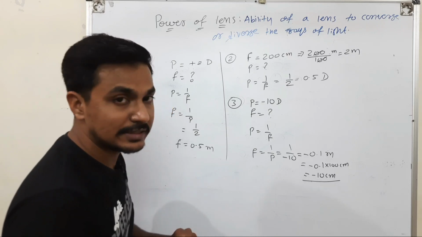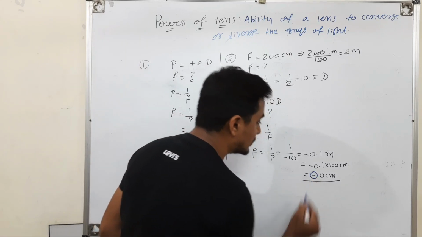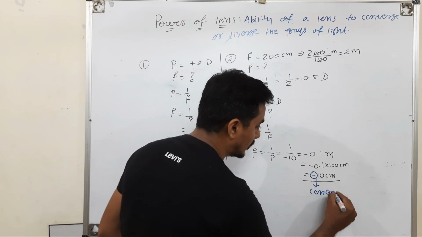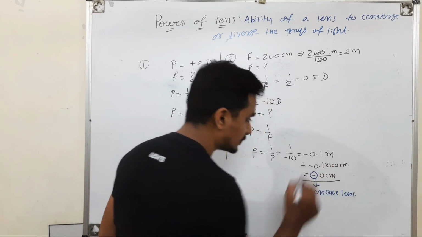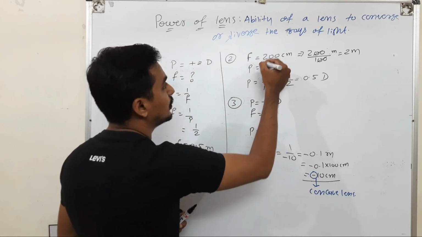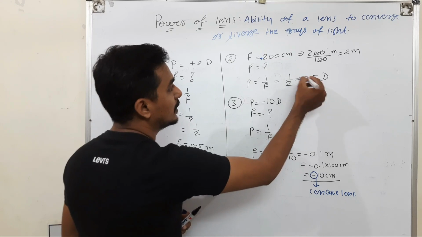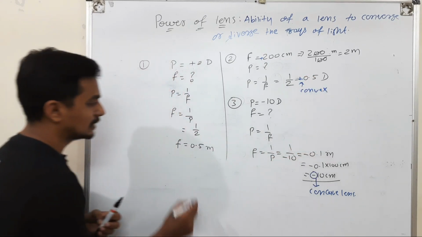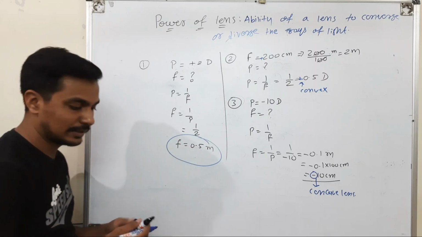Now which type of lens is it? Here you have a negative sign. A negative sign indicates the lens is a concave lens. Similarly here you have positive. See, here the focal length is positive, power is positive, so it's a convex lens. Similarly this is a convex lens.